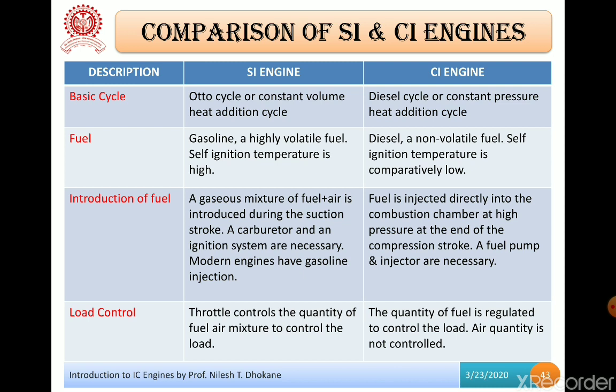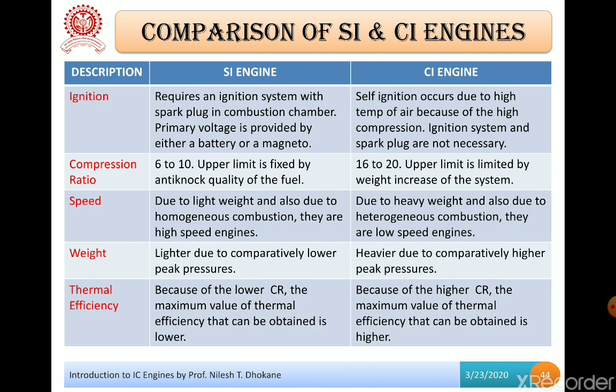Next point is load control. In the SI engine, the throttle controls the quantity of fuel-air mixture to control the load. So when the load is higher, more fuel is given. If the load is less, less fuel is given. What happens in the CI engine? The quantity of fuel is regulated to control the load, and the air quantity is not controlled. Air is taken inside the CI engine during the suction stroke.